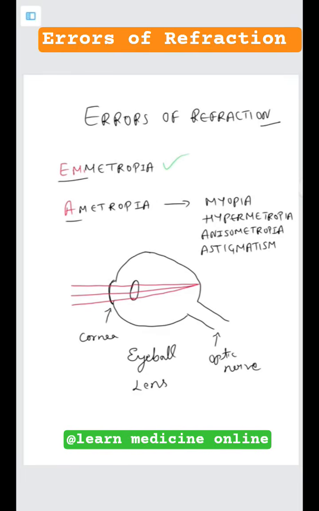Dear students, today in this video we'll learn about errors of refraction. Before moving on to errors of refraction, you need to understand two terms, emmetropia and ametropia.